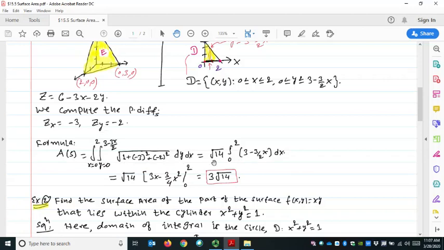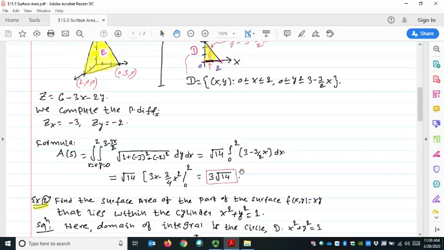So in our next step, radical 14 outside, then write the x integral 0 to 2, and then the dy integral gives you y equals the upper limit, which is 3 minus 3/2 x, dx. Then integrate with respect to x, so radical 14 as it is, so 3x minus 3x squared over 4, put x limit x equals 0 to 2. Then evaluate at x equals 2 minus at x equals 0, then this gives us 3 radical 14.